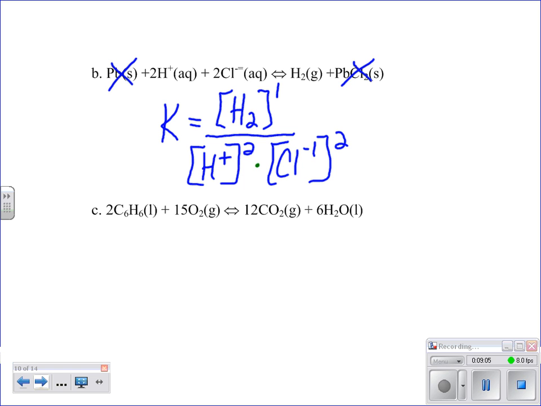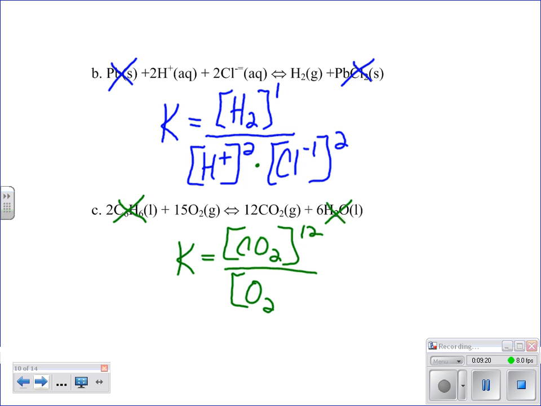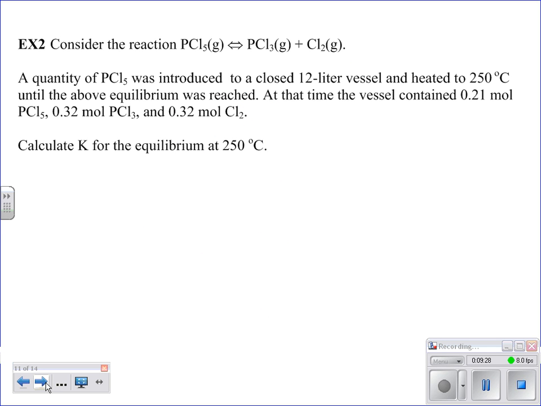I'm going to read through here. I've got a liquid, I've got a gas, and I've got a liquid. So when I do my equilibrium constant expression, it's just going to be my carbon dioxide gas concentration raised to the power of 12 divided by my oxygen gas concentration raised to the power of 15. So you now know how to write an equilibrium constant expression. Well, what can we do with this? We can actually plug some numbers in if we're given that information.